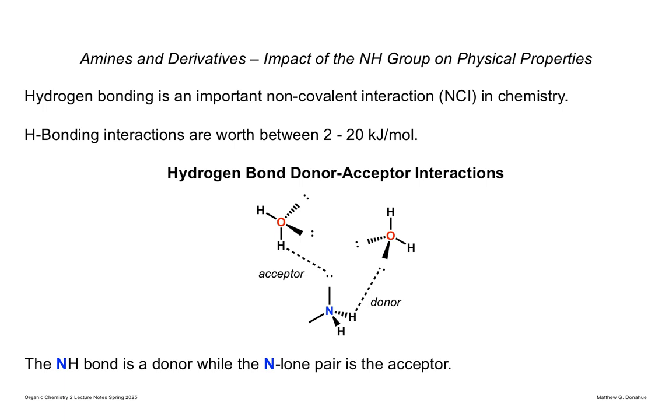And so, this is a really crappy drawing. I'm going to draw a lobe here, and that lobe is the lone pair right there. So this is methylamine. That lone pair can be an acceptor to an OH of water. This NH can be a donor to the lone pair on oxygen. So you have these two different interactions that help make it miscible with water.